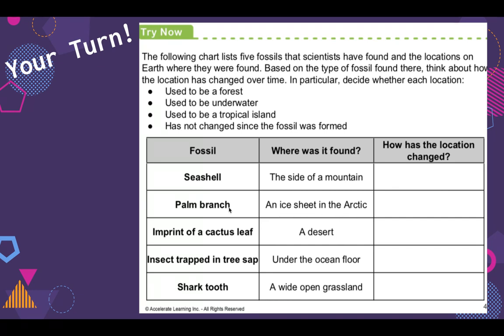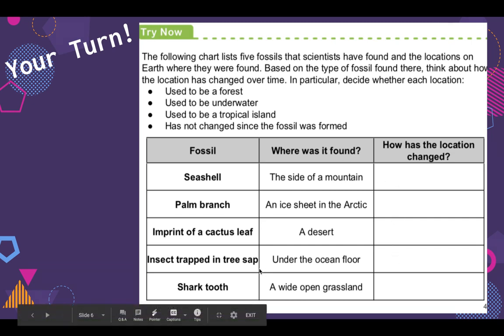Well, a palm branch is like, think of a palm tree branch. And in the Arctic, I don't know about that one. You guys are going to have to tell me. Did it used to be a forest, used to be underwater, or used to be a tropical island, or maybe it has not changed since the fossil was formed? So these answers are what you're going to plug in for each fossil and where it was found.